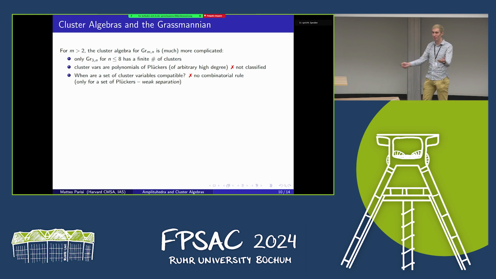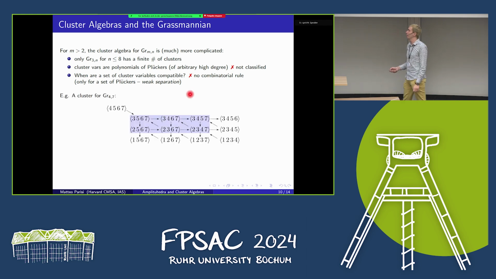Also, if you give me a set of cluster variables and I want to understand whether they are compatible, meaning whether there is a cluster that contains them, there is no easy combinatorial rule to tell that. The only exception is when you give me all Pluckers; in this case there is something called weak separation that I can use as a combinatorial tool to tell whether they're compatible. I'll just give you an example for the Grassmannian 4,7 here. This is the collection of cluster variables, a cluster. I also draw the underlying quiver, but it's not relevant for us today.